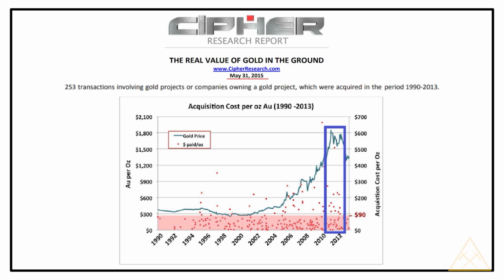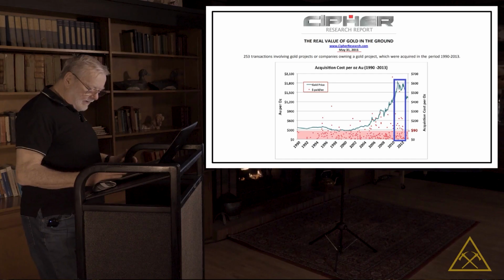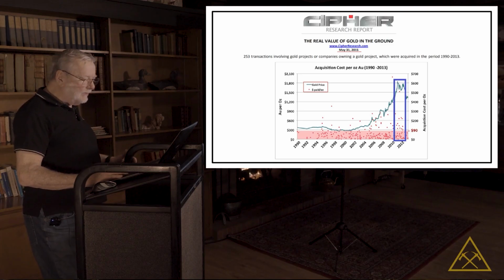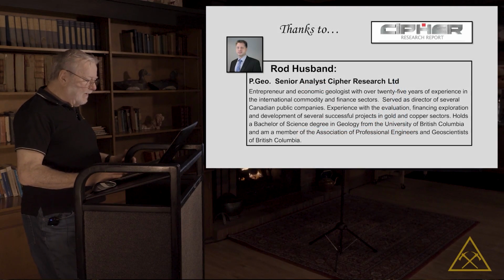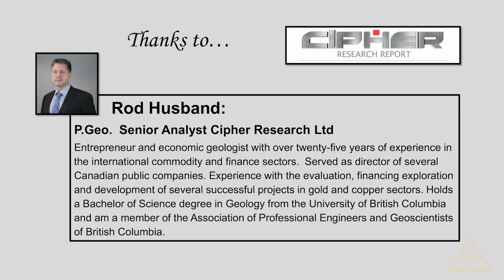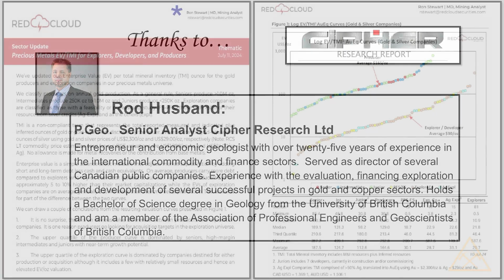And he plots in here some of the deals that were done, and the red dots are the actual prices of the deals when they happened. You can look him up online. He has a little more data on his website, but he's kind of moved on from it. And another one is Ron Husband. He's an analyst with Cipher Research. He's the one that did that work that we're looking at.